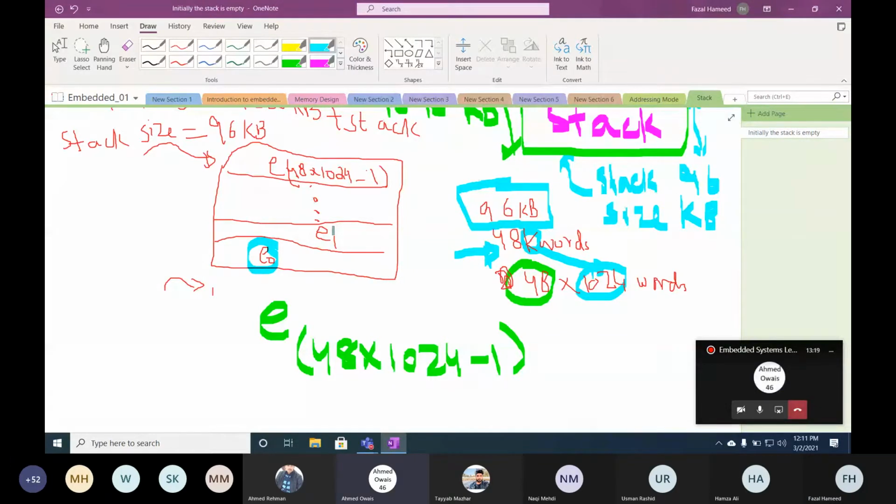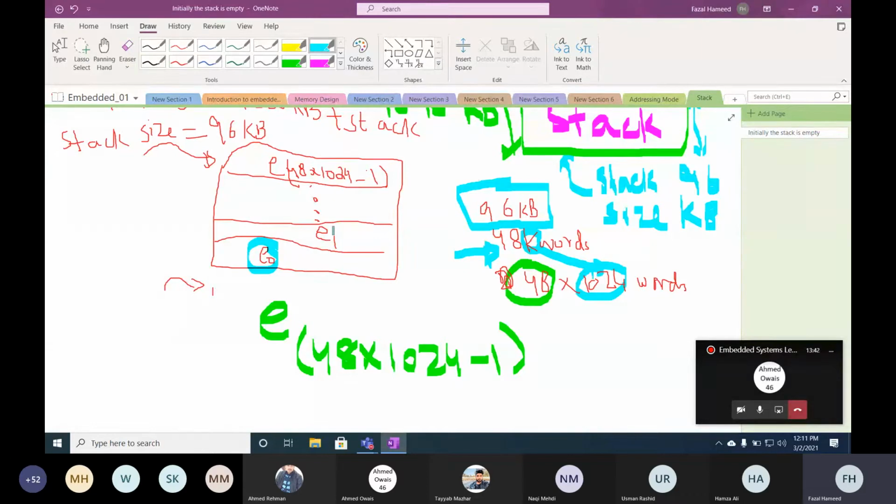Sir, when there are no entries. No, when will the stack be empty? Actually, now we have a memory and we want to maintain the stack in memory. Will the stack grow from bottom to top or top to bottom? Bottom to top. Yes, it will move from bottom to top.